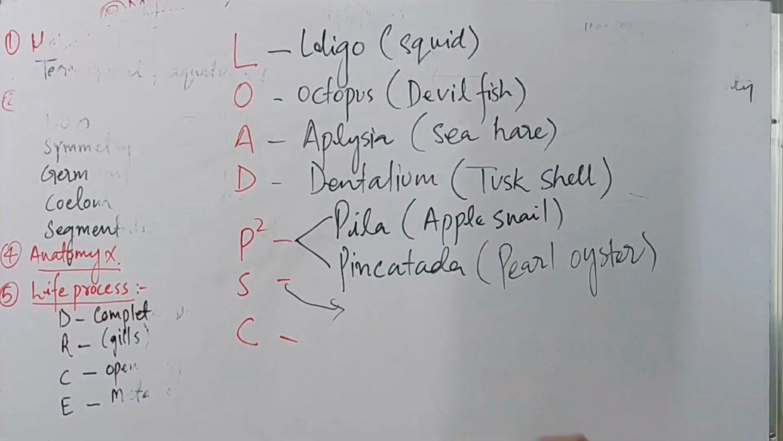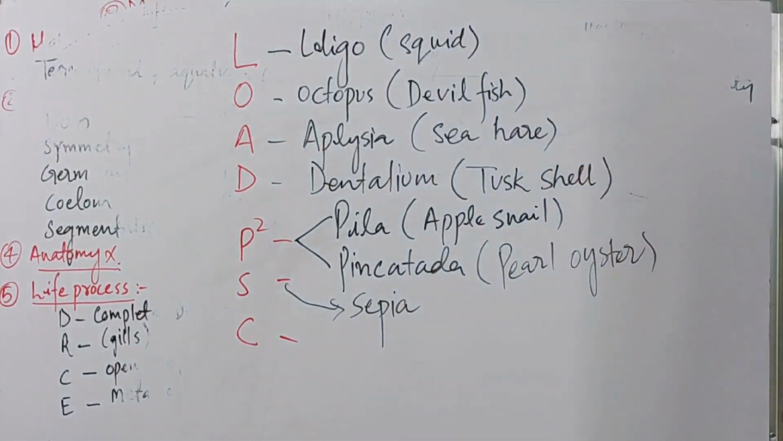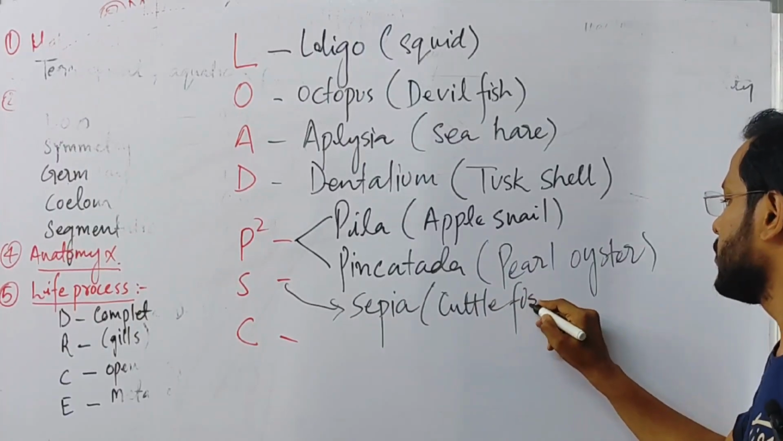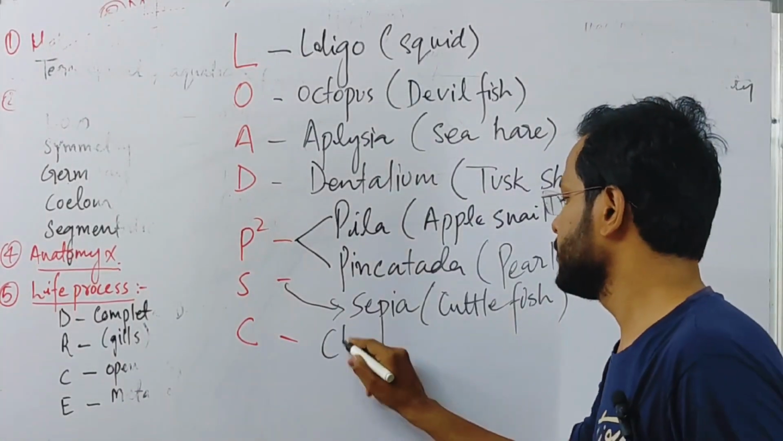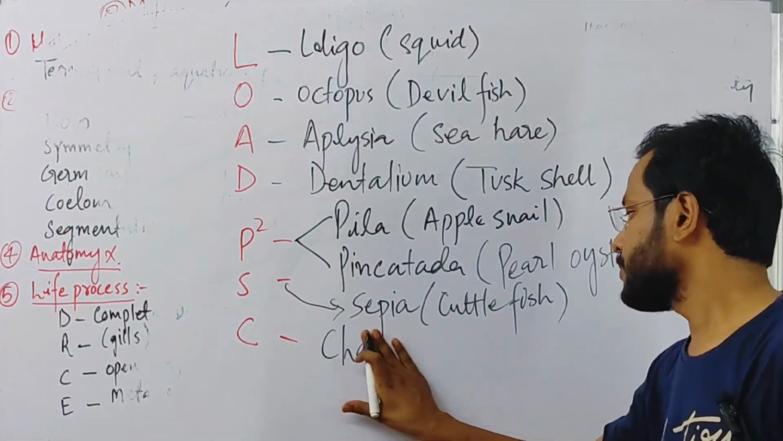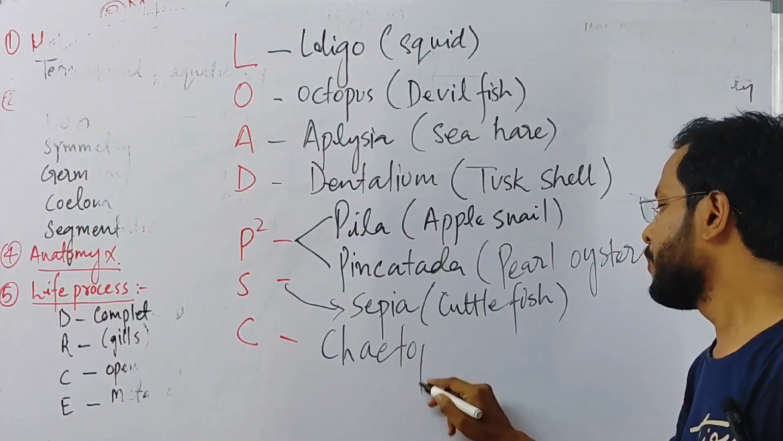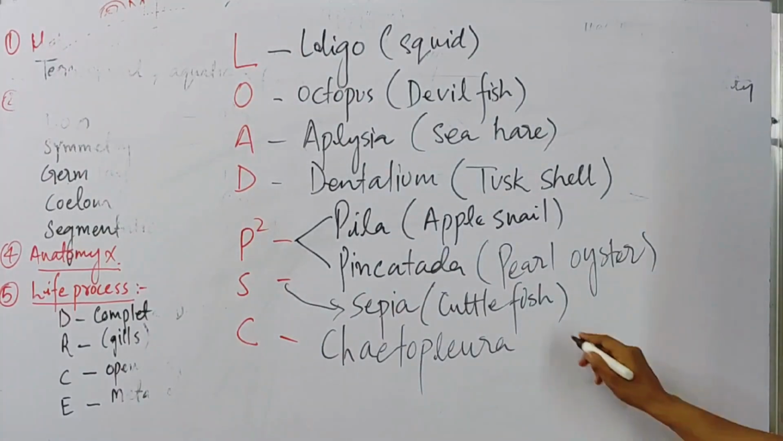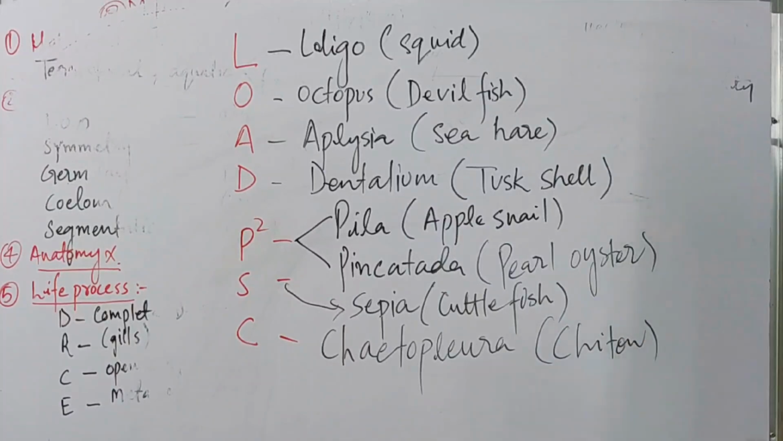Now S for Sepia. What is meant by Sepia? It is known as cuttlefish. And C for Chaetopleura, which is commonly known as chiton. So these all are examples of the mollusca.